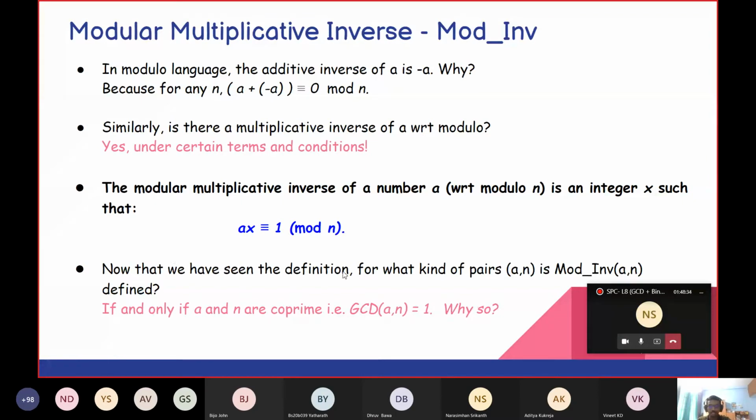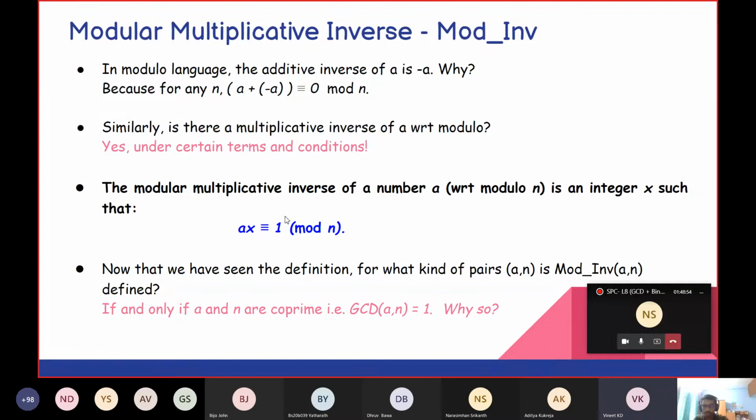Now that we've seen the definition, for what kind of pairs a, n is it defined? Because I said there are some terms and conditions. It's not defined for all a and n. It is defined if and only if a and n are coprime. If and only if a and n are coprime, I will have such an x. If they are not coprime, I will not have such an x at all, and hence there will be no mod inverse.